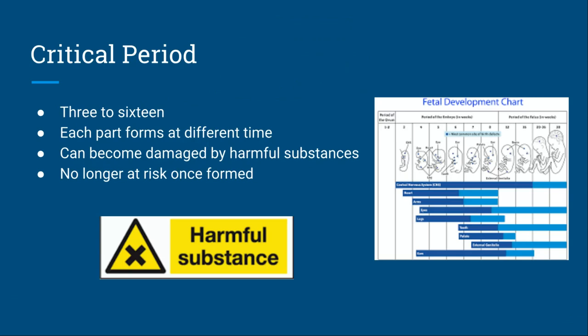The critical period, though not one of the main periods, occurs from 3 weeks to 16 weeks after conception. During this time, different parts of the baby are forming, so it is critical that harmful substances such as some medications, alcohol, cigarettes, and other drugs are avoided. Once the body parts are formed, the baby is no longer at such a high risk for having deformities, but that of course doesn't mean that it's okay to start using harmful substances during your pregnancy.